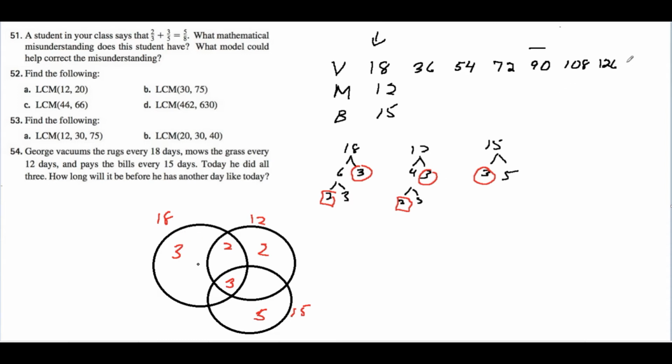Is that what we would have gotten to if we kept on going here? Yeah, we would have eventually, this would have been 180. 12 would go into it, 15 would go into it. So it would work. 12 does go into 180 and 15 does go into 180. So those are a couple of methods that you could use to solve those.